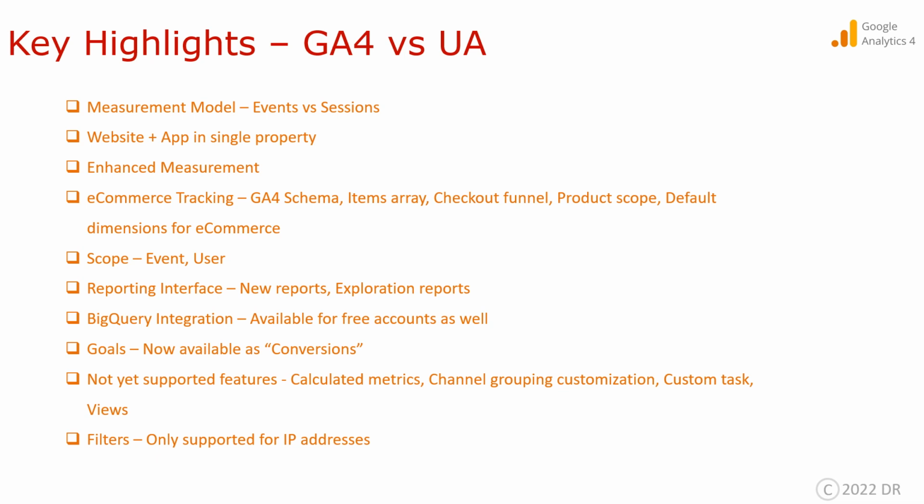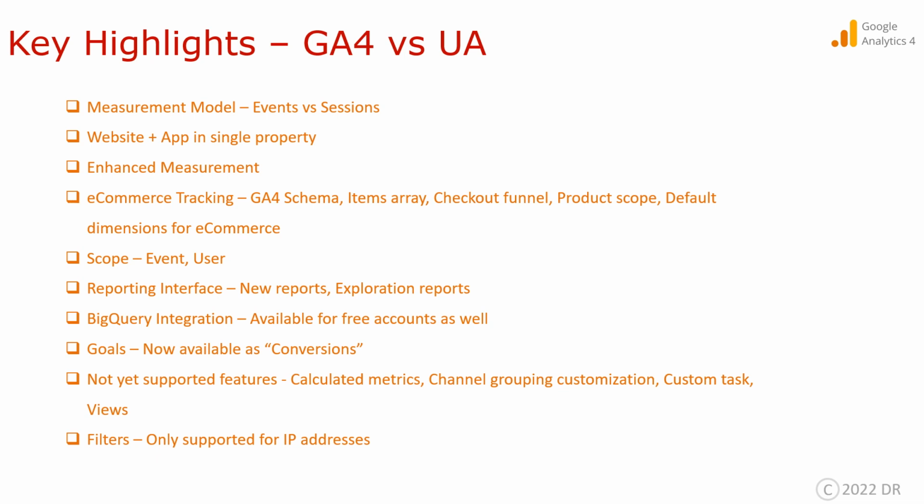Now, what they have done is that they have some popular checkout steps, and they have given the schema for those steps. So you have begin checkout, you have add shipping info, add payment info, purchase, refund. So that is how their funnel looks like. So it's a very restricted list, right?